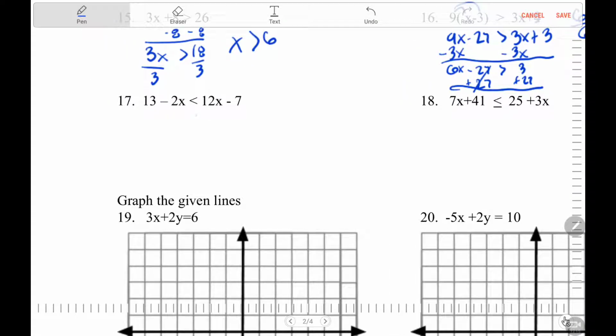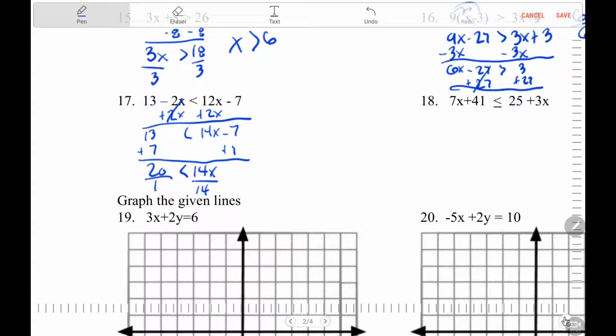Oh, moving on. There we go. So on this one, we can avoid some negatives if we add the 2x on this side. So we get 13, get rid of that. It's less than 14x minus 7. Now let's add 7. And this is going to be kind of a weird number, but it's all right. 20 less than 14x. Now we have to divide by 14. And then x is going to be, let's see, 20 over 14 reduces to 10 over 7, less than x.